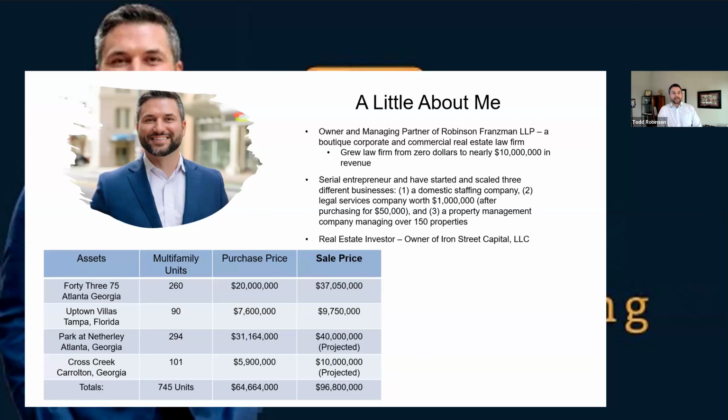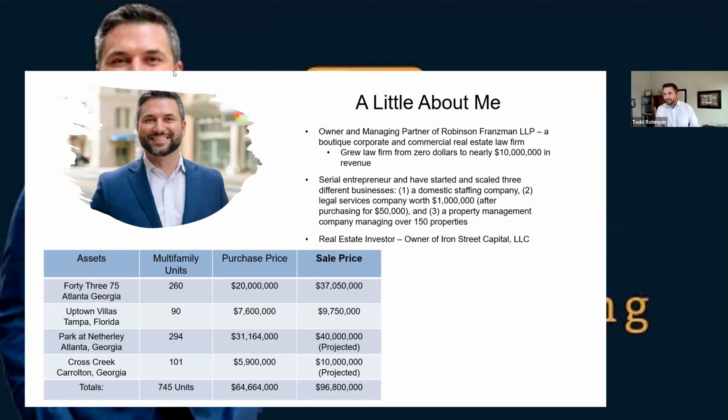Here's a little bit about me, who's giving this presentation. I'm the owner and managing partner of a law firm here in Atlanta, Georgia, called Robinson Franzman. It's a boutique corporate and commercial real estate law firm that I started in 2018 with $0 and a laptop in my basement, and have grown to nearly $10 million in gross revenue through various partnerships and networking. I'm also a serial entrepreneur. I've started and scaled several businesses.